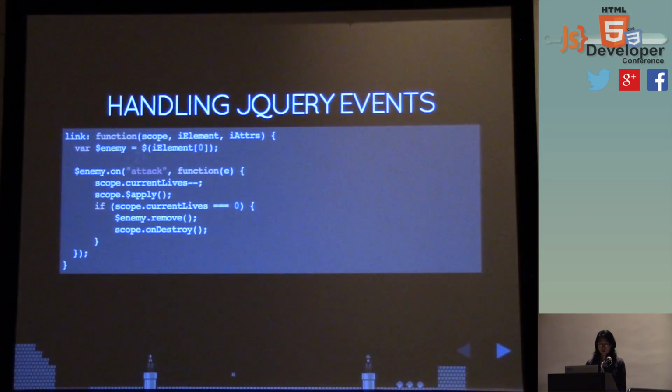So now our enemy can listen for that special event, which is attack. In real life, you probably want to namespace this as well. And decrease the life on it. And then if the lives are 0, we remove it, and we can call the callback that we set up earlier to tell our parent scope that, hey, this enemy has been destroyed, do something.